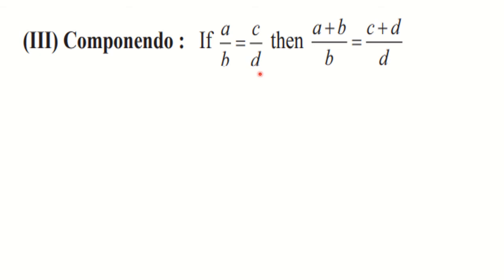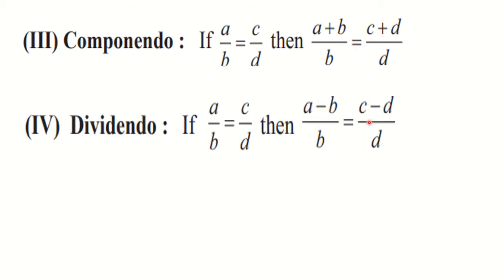Since the equal to sign is given, it's an equation, and you know that whatever changes we are doing, we should do on both the sides of the equation. So this componendo we have to do on both the sides. So if A upon B is equal to C upon D, then A plus B upon B is equal to C plus D upon D.